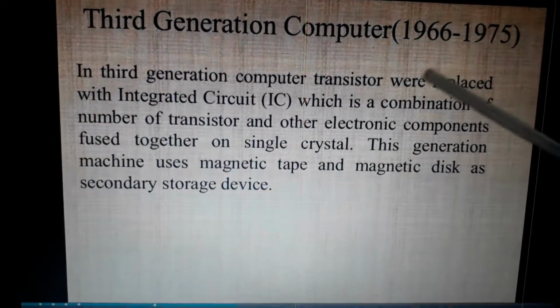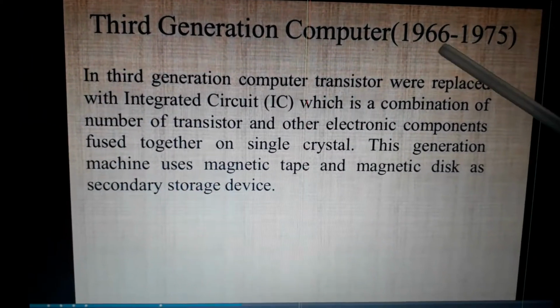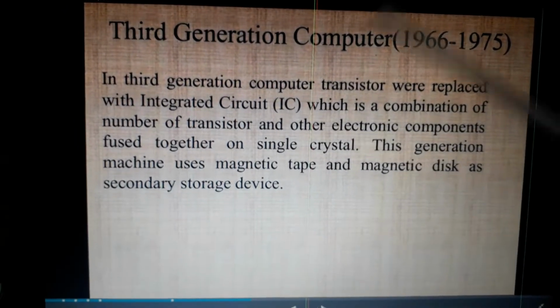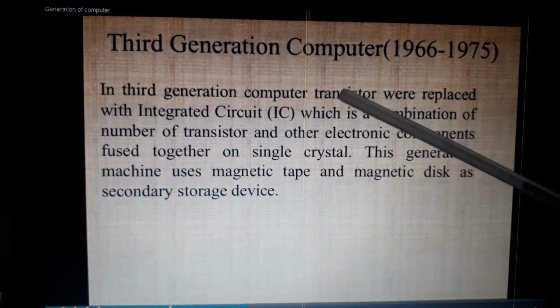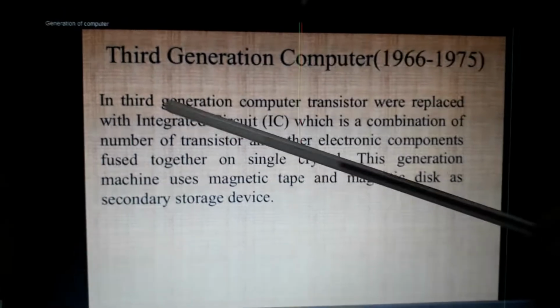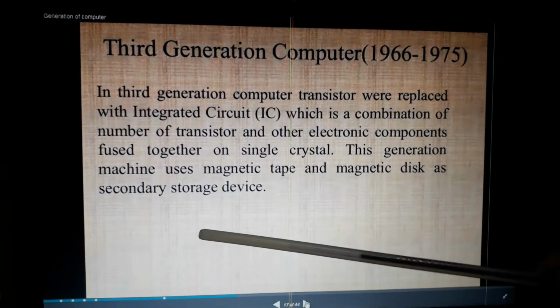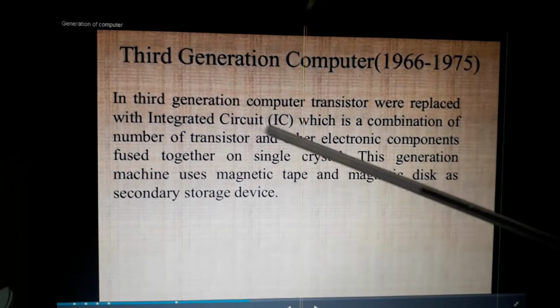1966 to 75, so it's approximately 10 to 11 years. Each period is easy to remember: each period is 9 to 10 years. In the third generation, the transistor that was previously used is replaced by the integrated circuit.